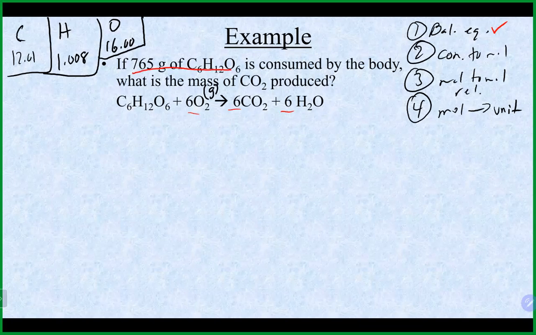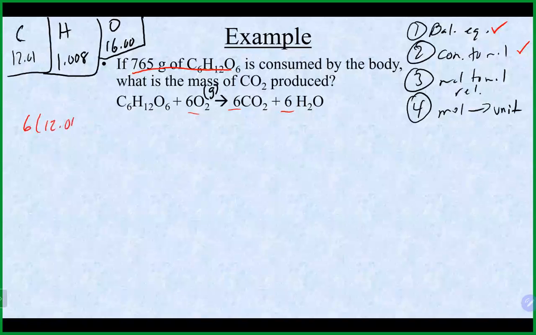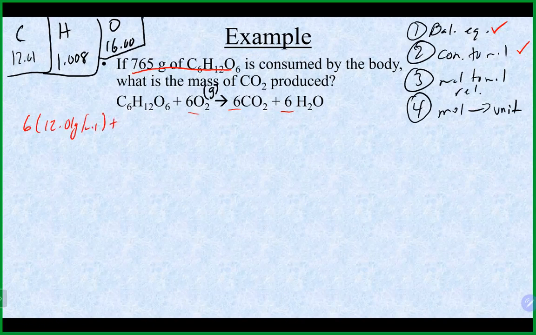Since I was given it in grams, I will have to convert it to moles. So we would go to the periodic table and add up all the parts here: 6 times our carbon, plus 12 times our hydrogen's mass, plus 6 times our oxygen's mass from the periodic table. That's going to give us a molar mass of 180.2 grams per mole. Usually with molar mass, you round to four figures.